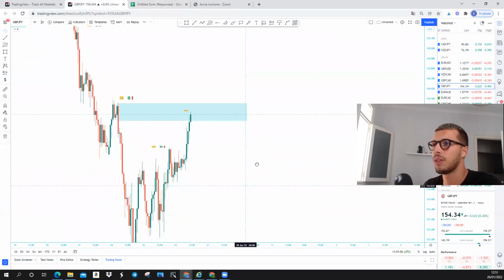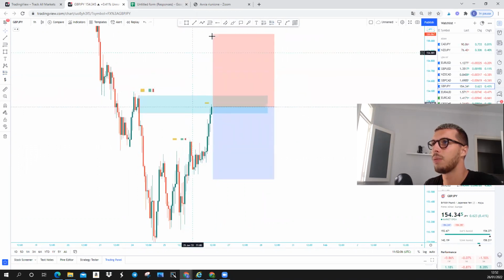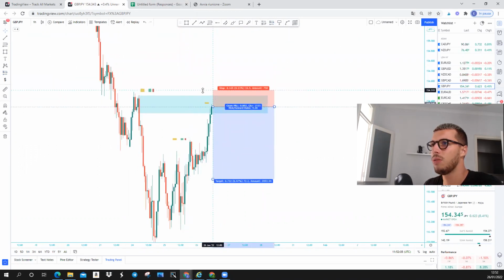But if this was a very good zone, then I might just enter, I don't know, either at the 50% of the supply or at the beginning of supply, let's say at the 50%, with stop loss above the zone. And that's it.